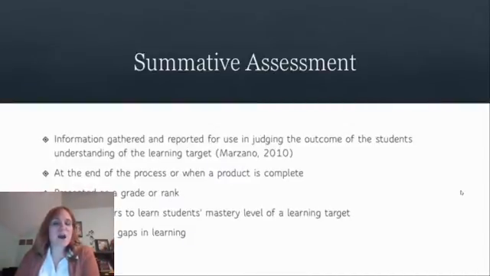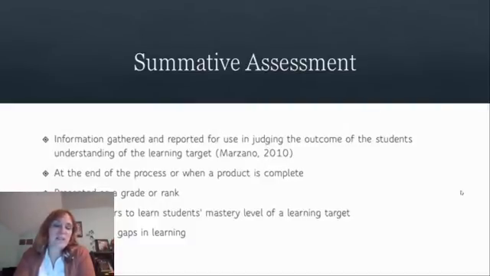Summative assessments are usually considered reports or judgments of students' understanding of a learning target, but it's usually done at the end of the unit, at the end of a semester, at the end of the year. It's kind of like that wrap-up of what information, skills, or targets students have learned. It's at the end of the process, when a process is learned or a product is complete.